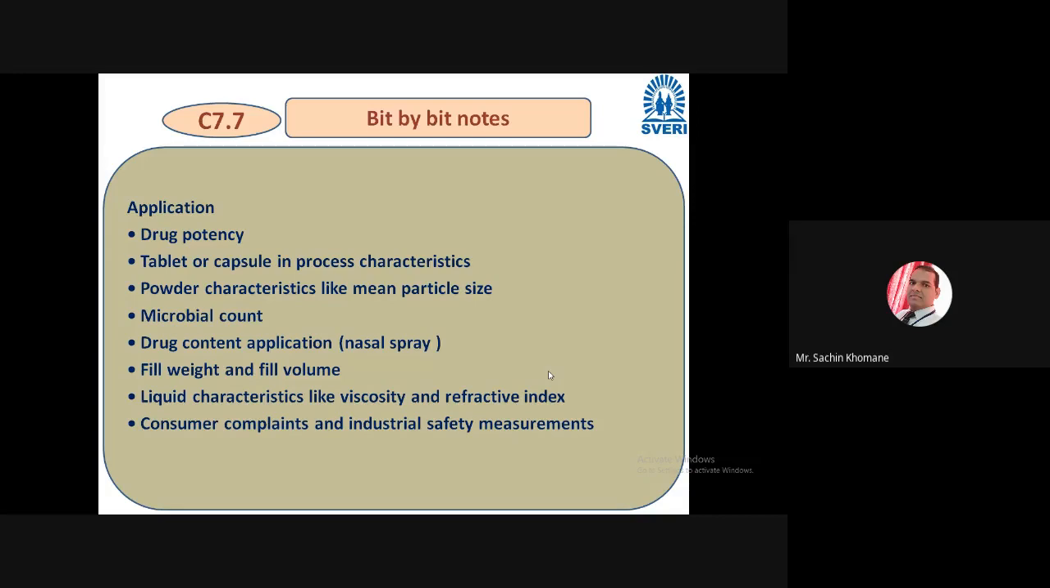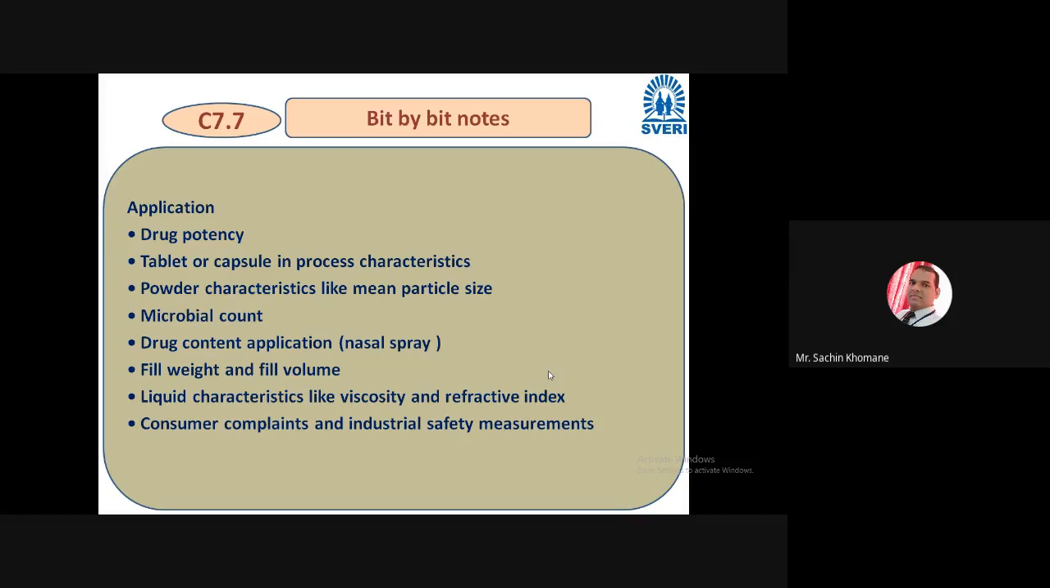Then tablet or capsule in-process characteristics. Another in the drug field, it is also important, tablets and capsules. You may have seen every capsule is having 500 mg. They are mentioning 500 mg on it, then 200 mg, 250 mg, right? So variation is very less, and they have monitored it. If they found some medicine like 510 mg, they say this is a rejected product. So they monitor each and every component, every tablet there.